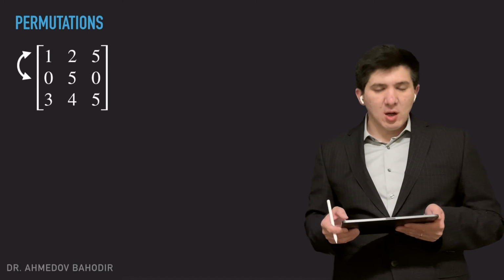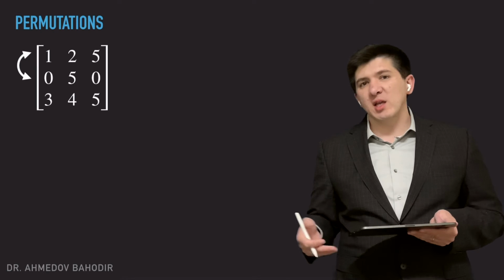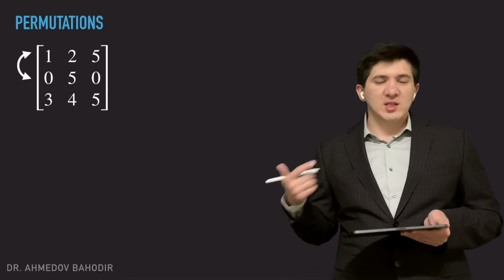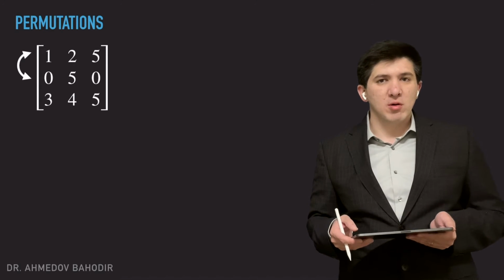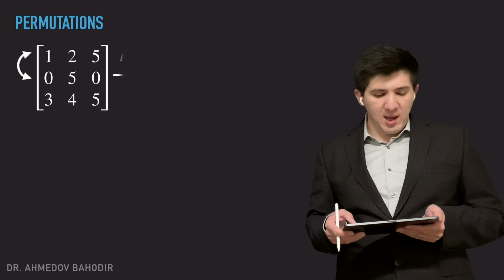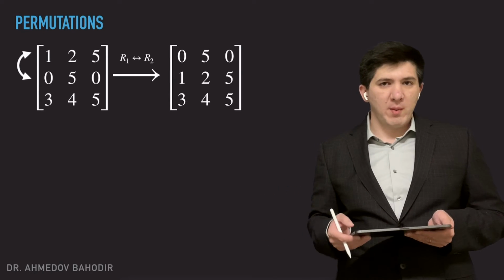And the last operation which I would like to discuss with you is the permutation. The permutation is essentially just flipping around two rows. For example, if I would just interchange the first row with the second, I would write it down: hey, just interchange the first row with the second, and I would get the following matrix.